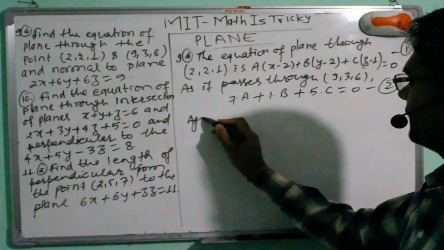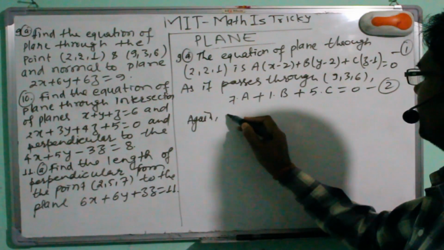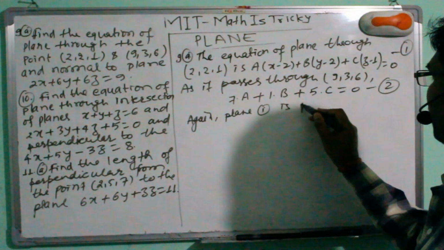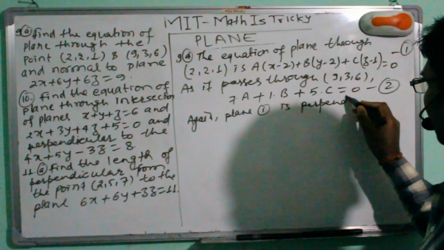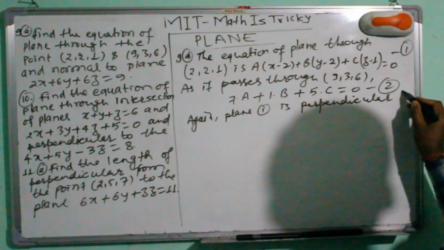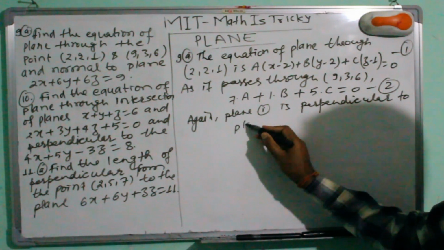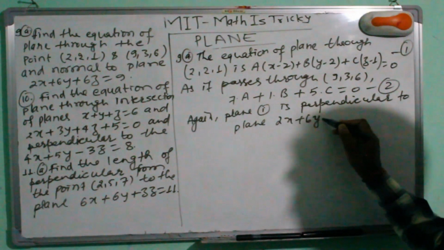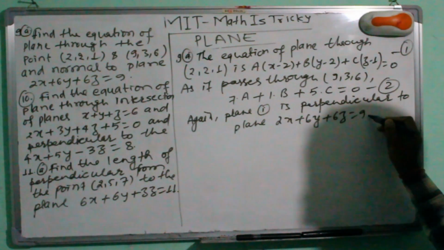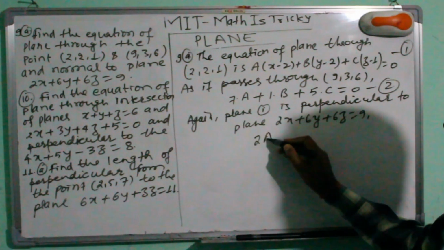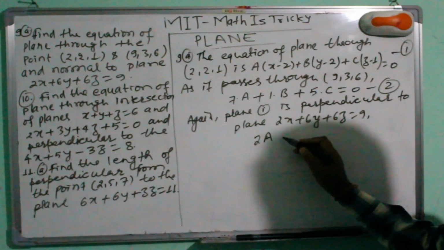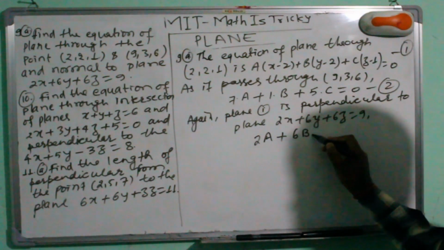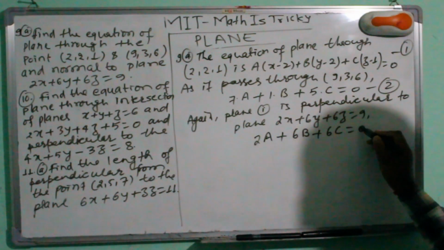As again plane 1 is perpendicular to another plane, that is 2x plus 6y plus 6z equals 9, we can write here a1 a2 plus b1 b2 plus c1 c2 equals 0. By using that, 2a plus 6b plus 6c equals 0. Third equation.